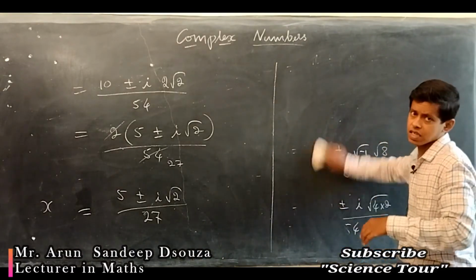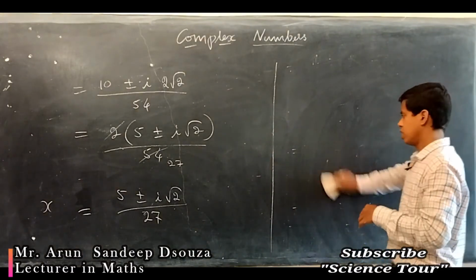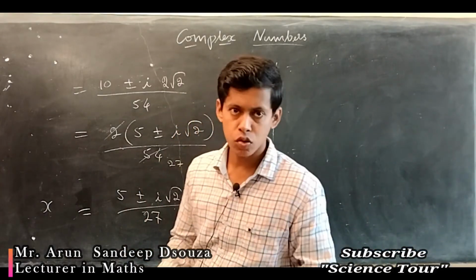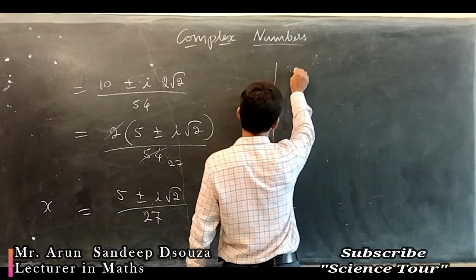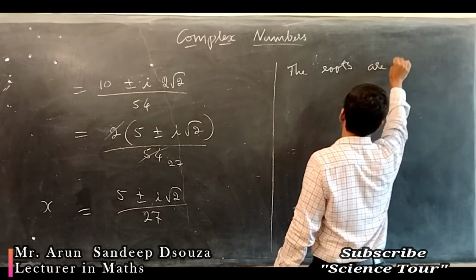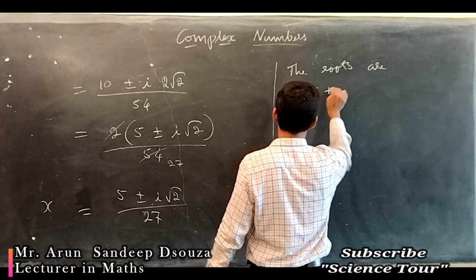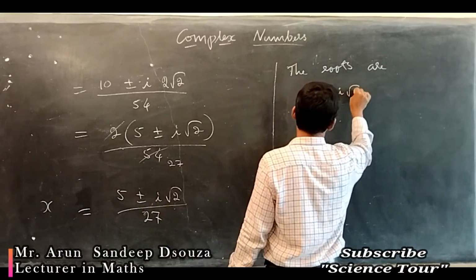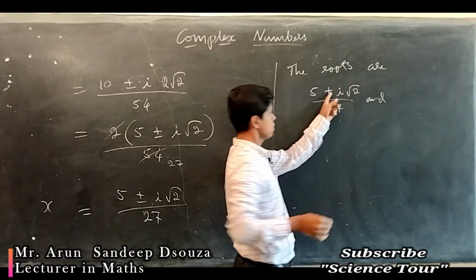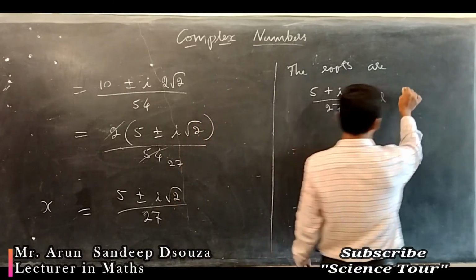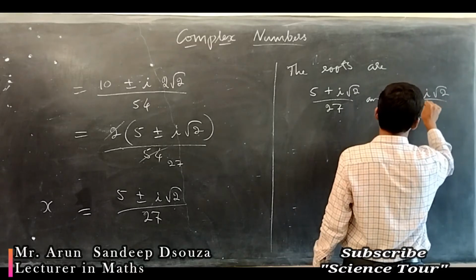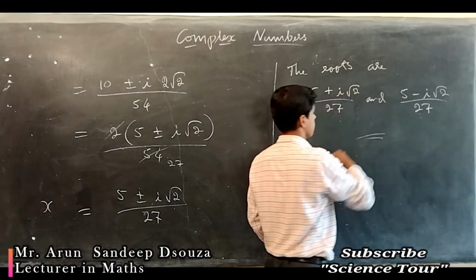Solve means find the roots, find the values of x. Since it is a quadratic equation, there have to be 2 roots. So what are those 2 roots? The roots are first (5 plus i root 2) divided by 27, and next you write minus: (5 minus i root 2) divided by 27.